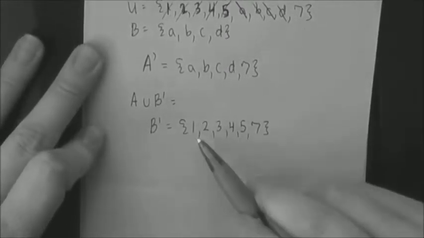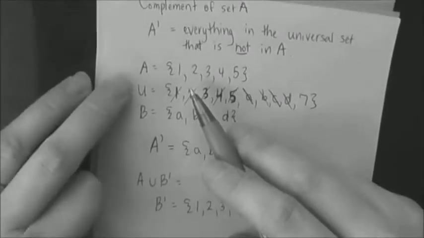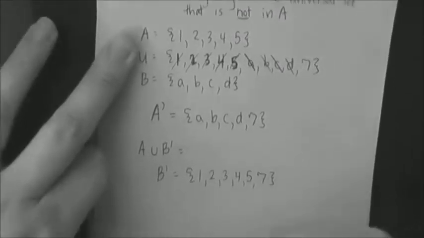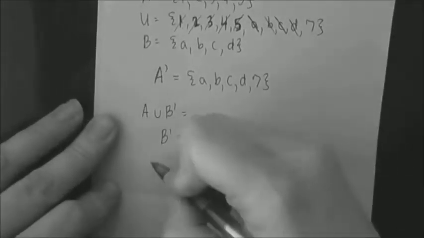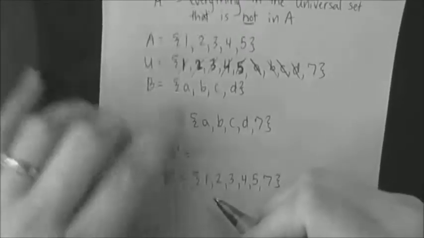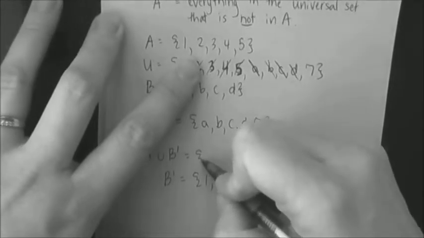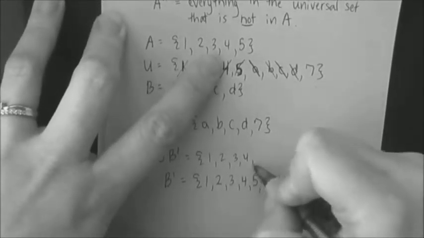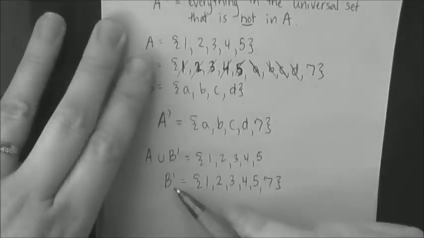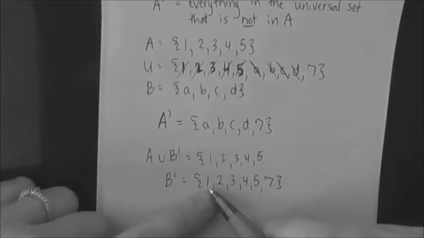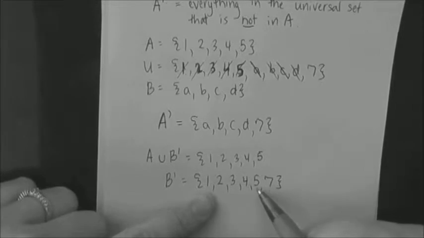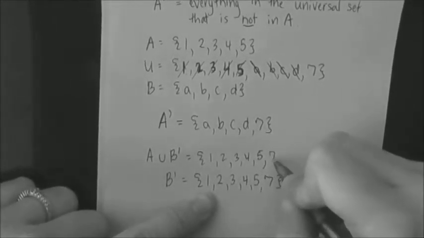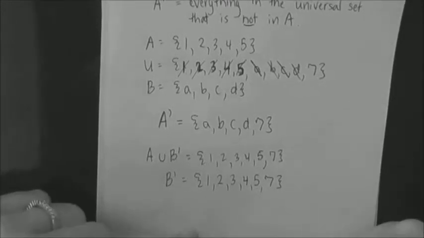So now that we have B complement, we can union that with A. Well, A was 1, 2, 3, 4, 5. And the union we said is all of everything. So A union B complement. Well, let's start off by listing A: 1, 2, 3, 4, 5. Then we look at B complement, and we already have 1, 2, 3, 4, and 5 written. And then we also have a 7 in B complement, so we write our 7 there on the end.